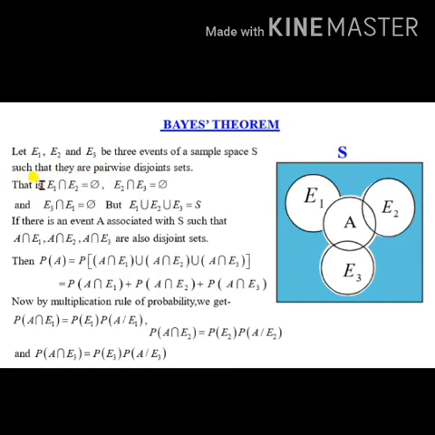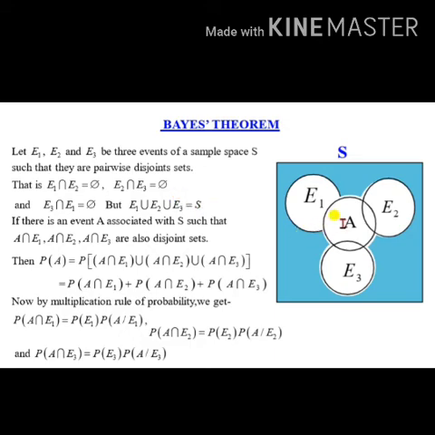Mathematically, this can be expressed in set theory as E1 intersection E2 is equal to phi, E2 intersection E3 equal to phi, E3 intersection E1 also equal to phi. This means that they are pairwise disjoint. And the union of all of these three events will be exactly equal to the sample space S.